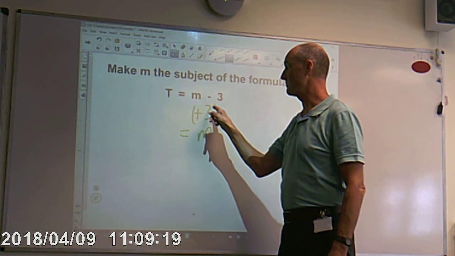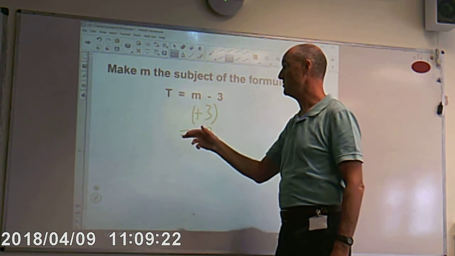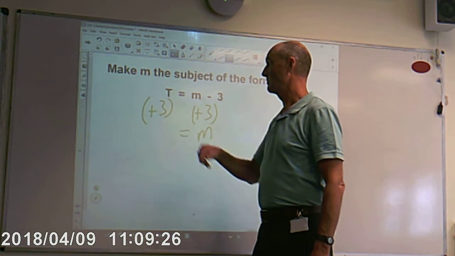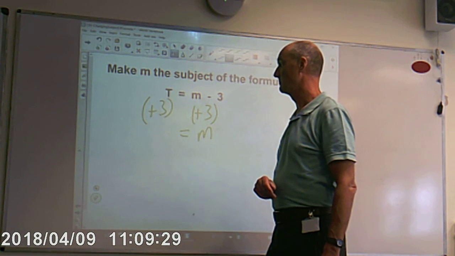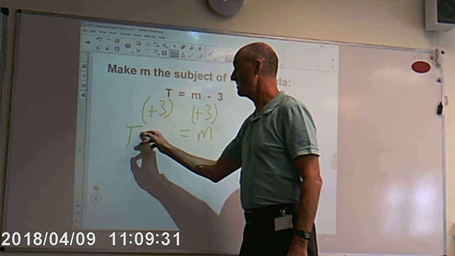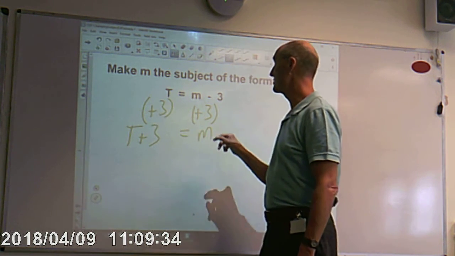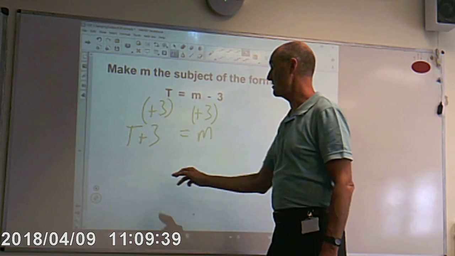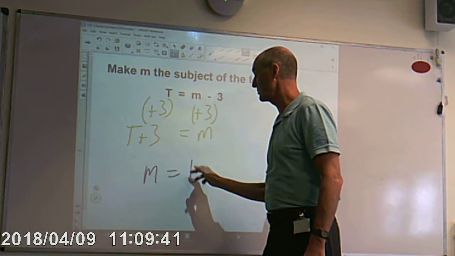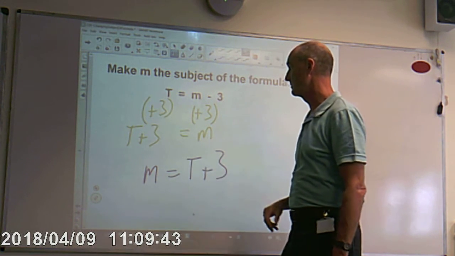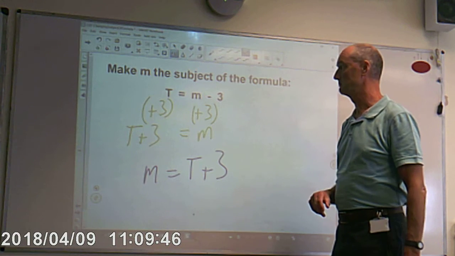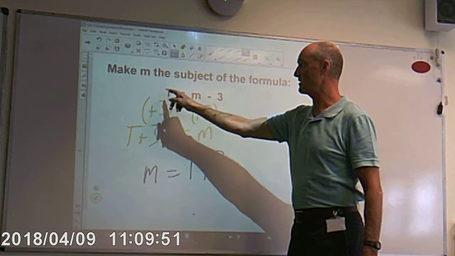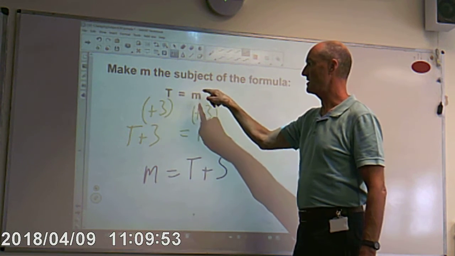But if we add 3 to the right hand side, you know from working out equations, we've got to add 3 to the left hand side. So we've now got t plus 3 equals m. Have we changed the subject of that formula to m? Yeah, we have. So m equals t plus 3. Job done. So it's just using that knowledge, your abilities about solving equations. How do we get that m on its own?